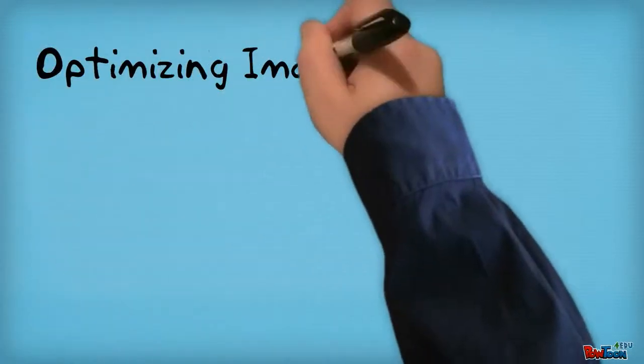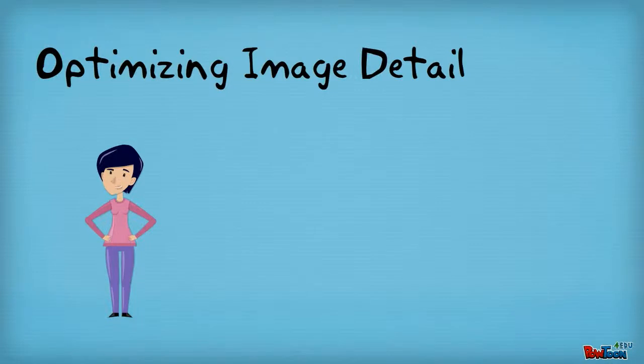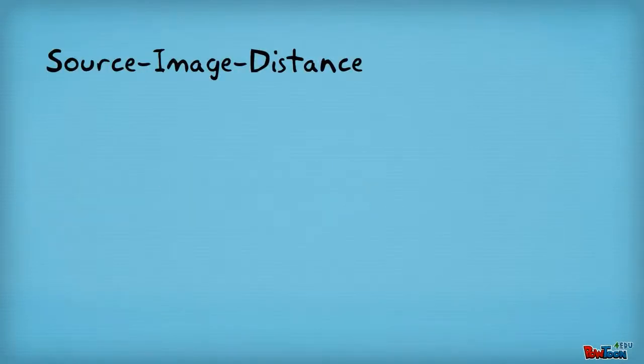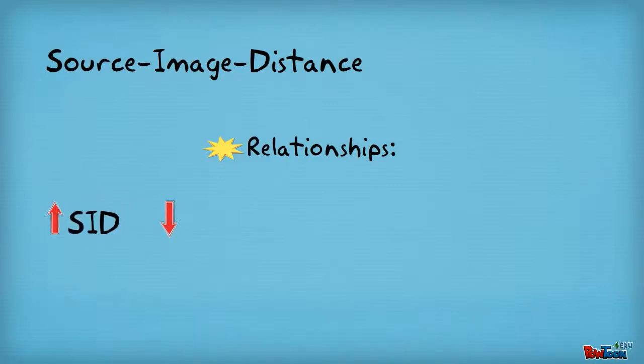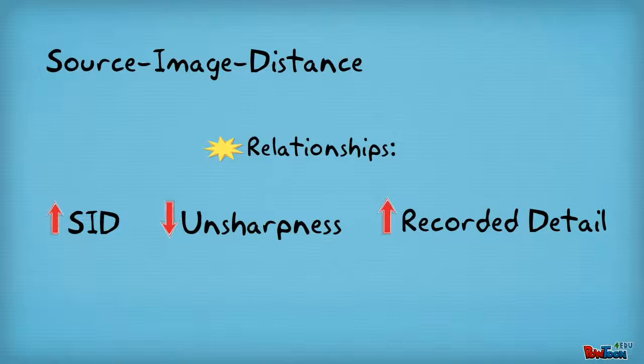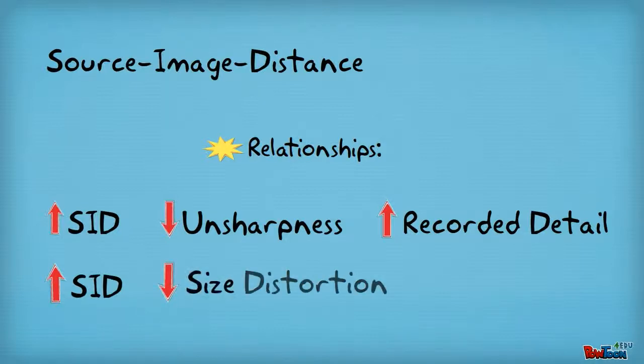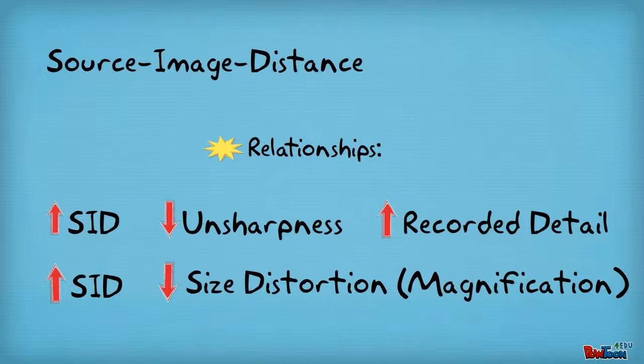Let's explore optimizing image detail, and we're going to do this by looking at the geometric properties. First on our list is SID. SID stands for source image distance. Now, how does this relate to detail? Well, as SID increases, unsharpness decreases and recorded detail increases. Also, an increase in SID will decrease size distortion or magnification.